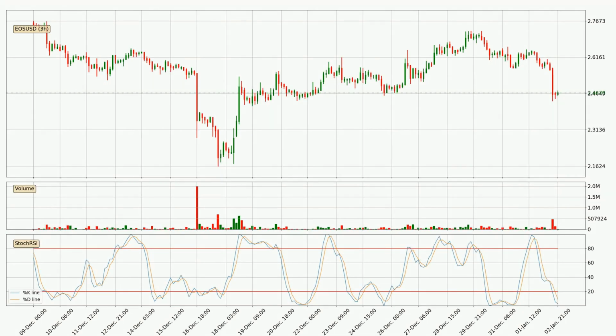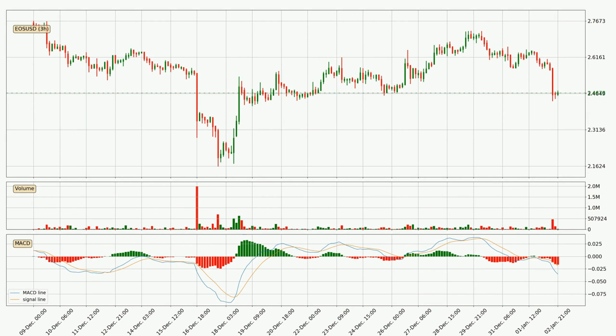Jumping to the 3-hourly stochastic RSI, both the %K and %D lines are in the lower region, which means that the price is getting oversold, and soon a trend change or at least some kind of consolidation could be expected. You should wait to see if there will be an upward trend to the crypto, because the K line has not yet crossed the D line.